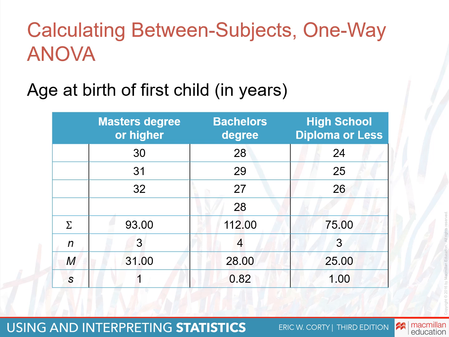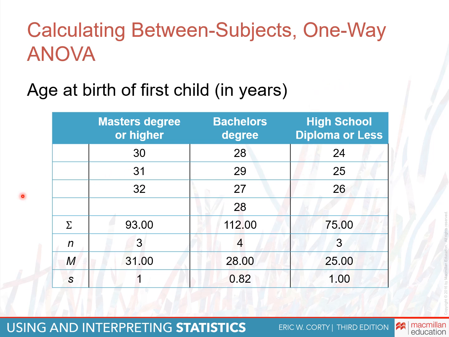Let's say this is what our data look like. So we have one group that has a master's degree or higher, one group that has a bachelor's degree, and one group that has a high school diploma or less. Remember, we have 10 women in our sample because we interviewed 10 mothers, and we asked each of them for the age at birth of their first child. So for the master's degree folks, they told us their ages were 30, 31, and 32. Bachelor's degree, we had 4 people in that category, and these are their ages. And then for high school diploma or less, we had 3 people in that category, and these are their ages.